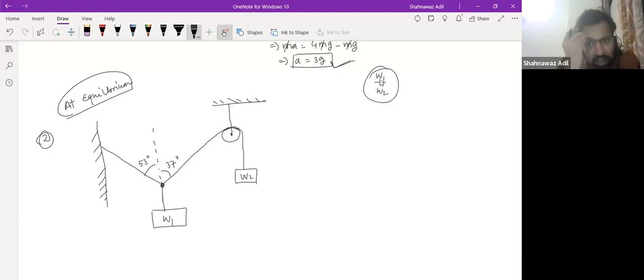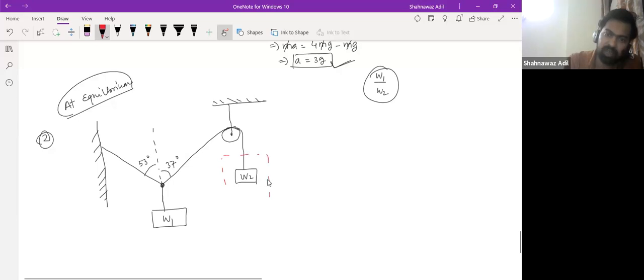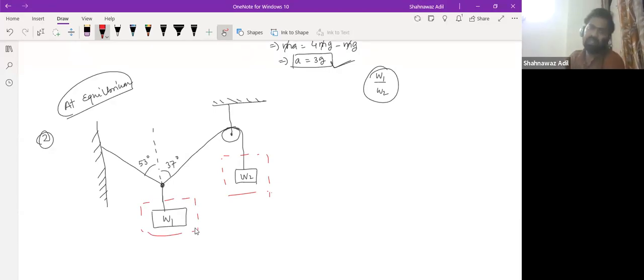Again, we have two parts. One is this part, so on this block we have to apply the free body diagram. And remember, it is at equilibrium, so every force is balancing. These are not moving, they are stationary, so there's no acceleration here. Whenever we have acceleration, we don't have equilibrium. But these things are at equilibrium, so no acceleration.